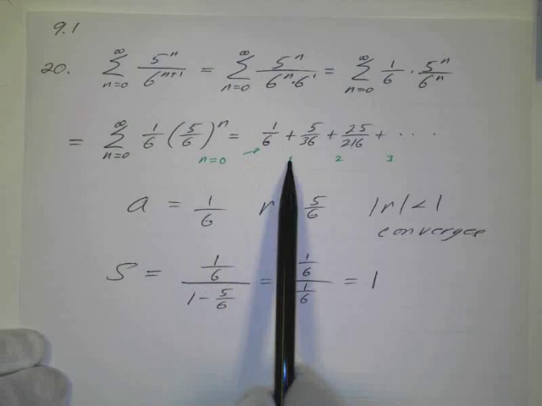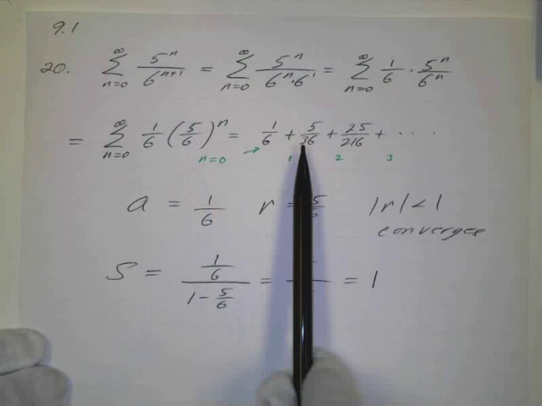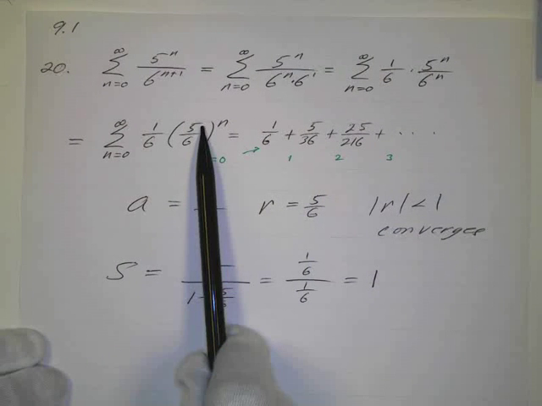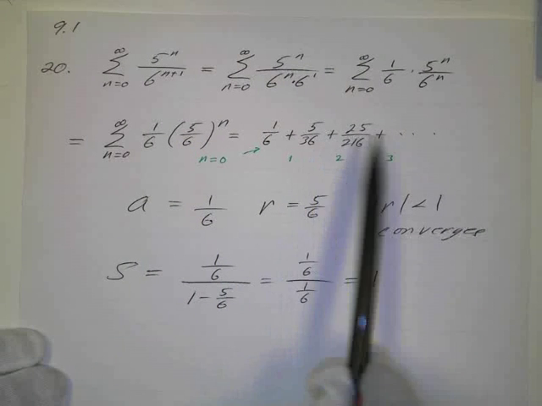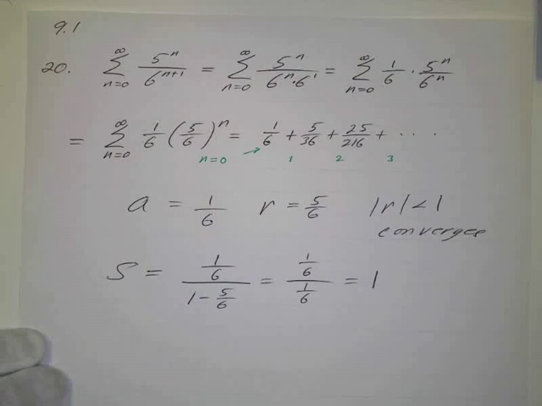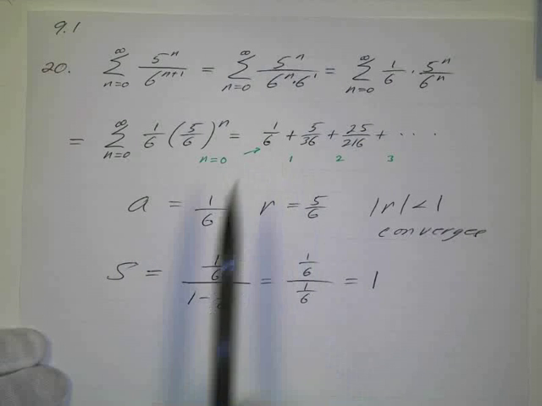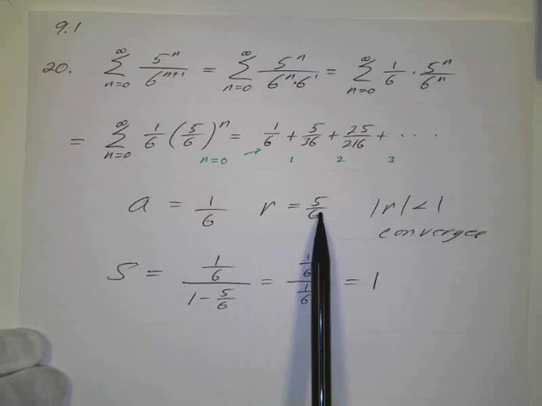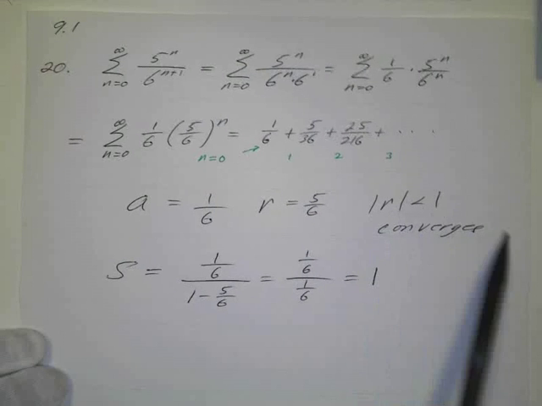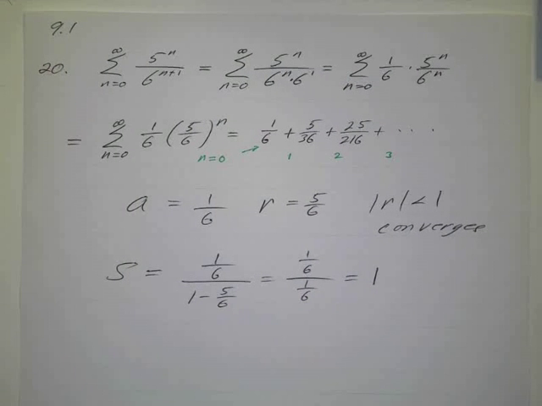And then when n is 1, that's going to be 5/6 times that. When n is 2, that's going to be 5/6 squared times that. Or just multiply this by another 5/6. I keep multiplying by 5/6. So I can see that my a sub 1, or my a, is going to be 1 over 6. And my r, my common ratio, is going to be 5/6. 5/6 is less than 1, so it does converge.